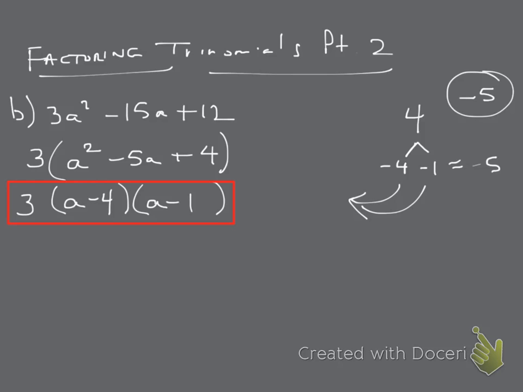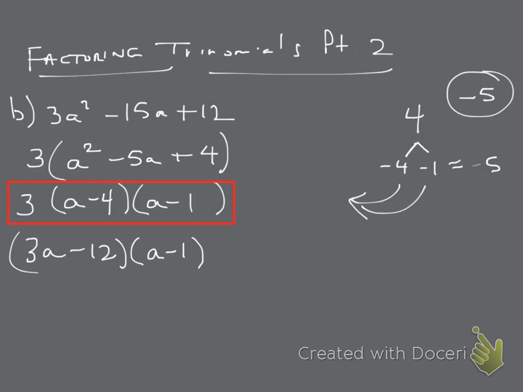So let's check this. The first thing I want to do when I check this is go from here. I want to FOIL, but you can do either one. So let's start with 3 times a. Let's distribute 3. 3 times a is 3a. 3 times negative 4 is negative 12. So this is what I have now.